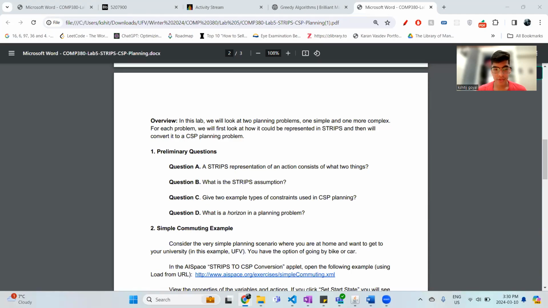Good afternoon. So this is Lab 5 about planning, and let's dive straight into it. So the preliminary questions that I was asked were: STRIPS representation of an action consists of what two things? And it consists of precondition and effect.